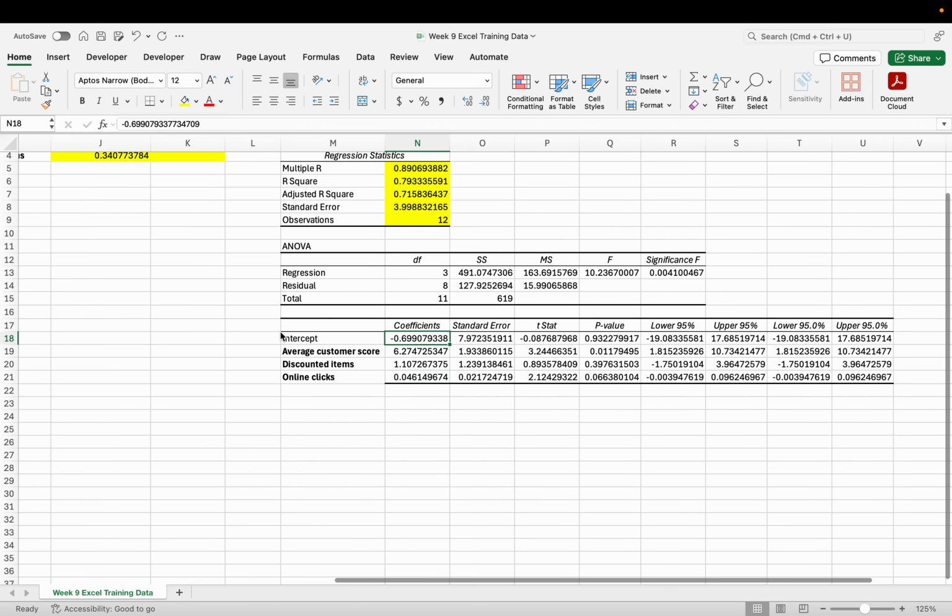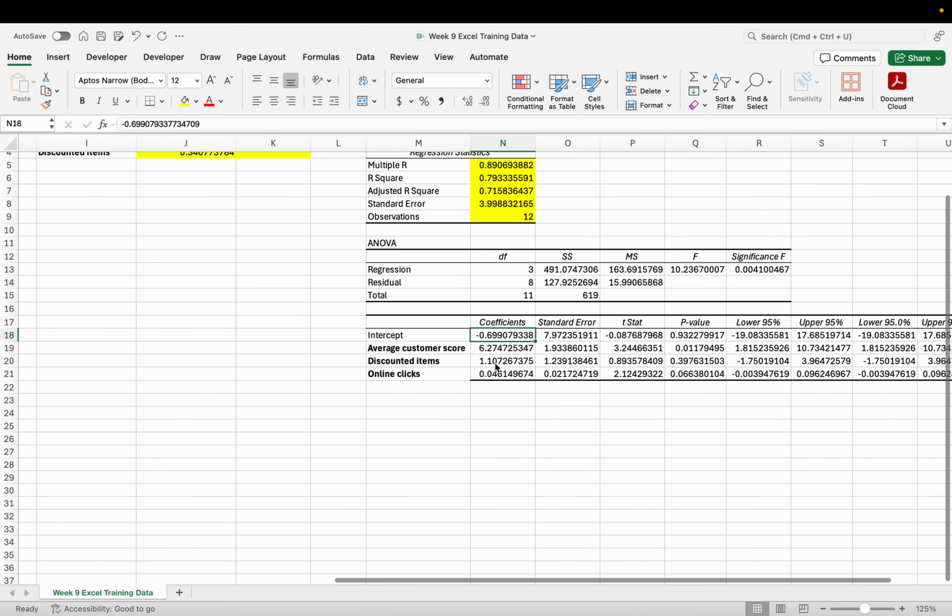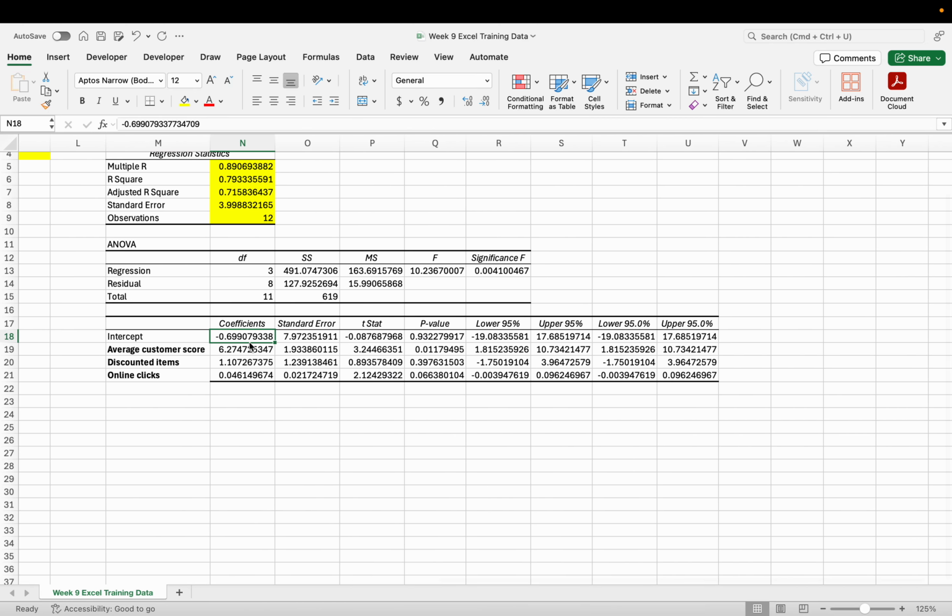So the intercept doesn't really have any meaningful significance here, because it's negative if none of these things existed, which isn't really important in practice, because we're always going to have a customer score or something.